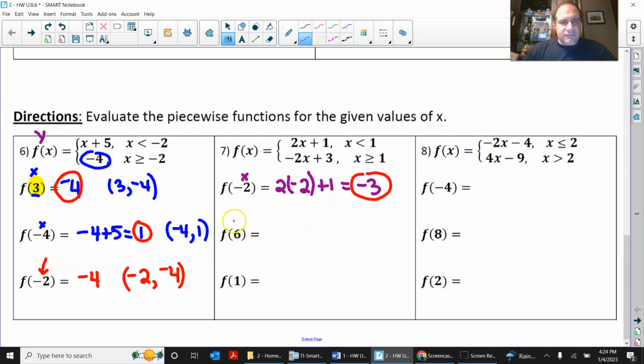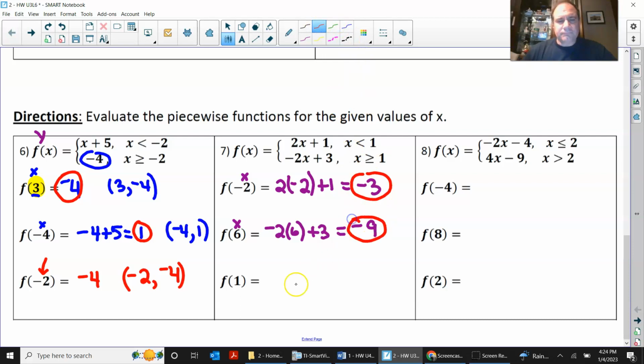For 6, that's your x, the 6 inside the parentheses. It falls within this domain. 6 is greater than or equal to 1. So I'm going to use that second function, and I'm going to substitute 6 in for the x. This is -12 plus 3. -12 plus 3 is -9. And that is your answer for that.